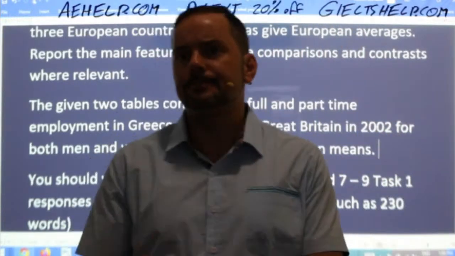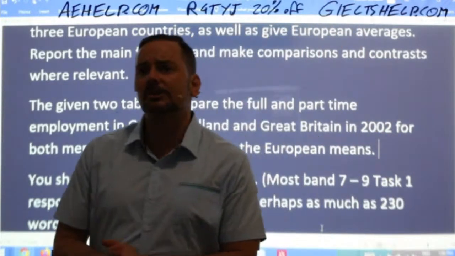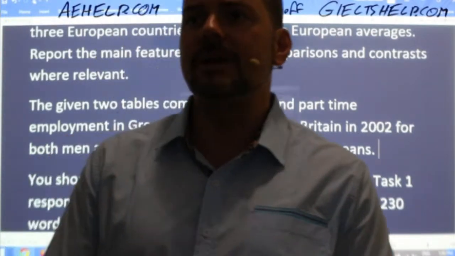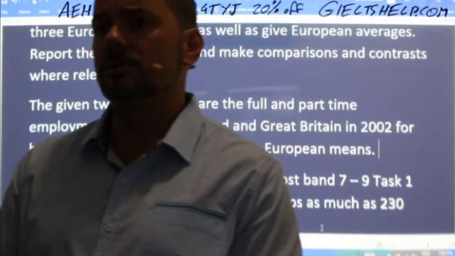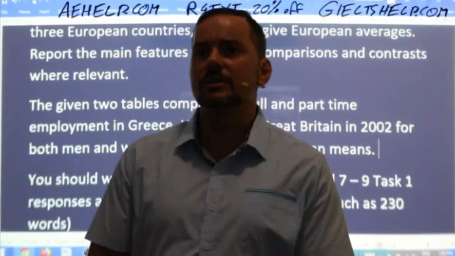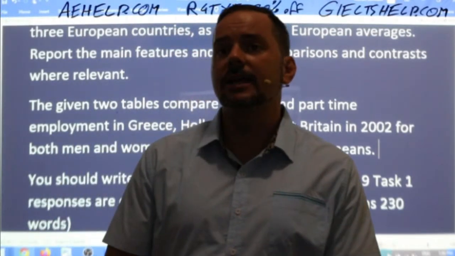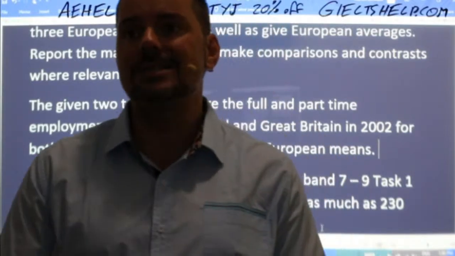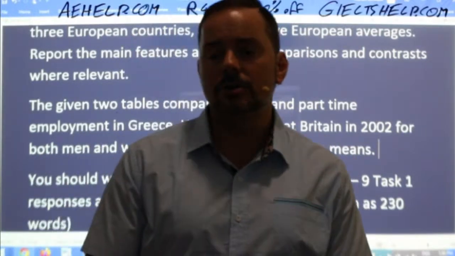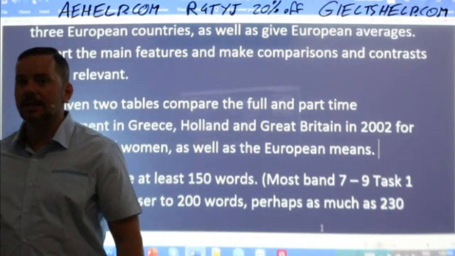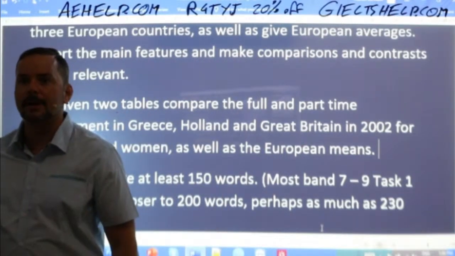Okay, Bisser says the 2 tables compare the total amount of hours for full-time and part-time male and female workers in 2002 in Greece, Netherlands, United Kingdom, and the European average. Yeah, Bisser, good. Careful with your spelling on Greece and European, Bisser. You will lose marks for those, especially because it's given in the table. Okay.